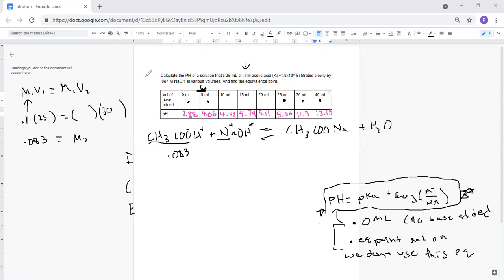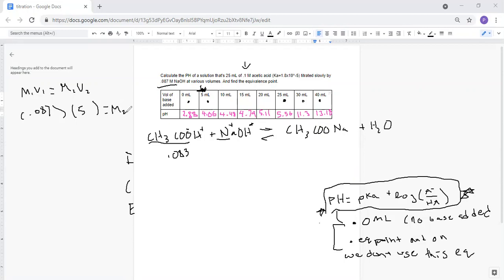So we also have to solve for the dilution of the base because the base was 5 mils. And at 5 mils, it had 0.087 as its molarity. But when we add acid to it, its molarity is going to go down. So let's look at that. Our molarity was first 0.087 for the base. I got that from here. And then its volume was 5 mils.